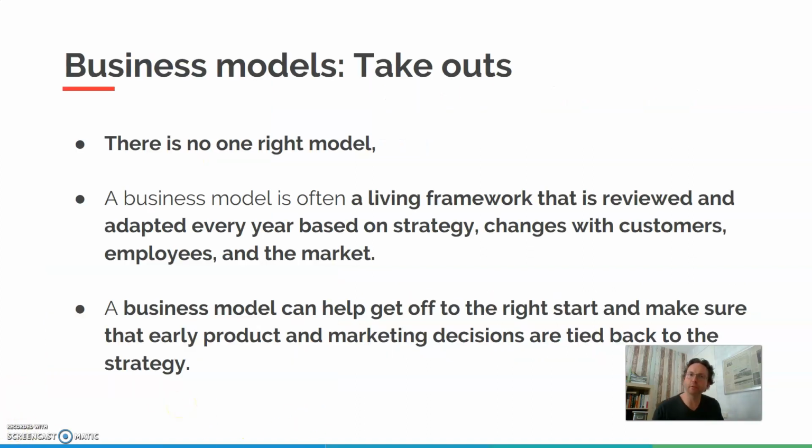As I said in regards to the Business Model Canvas of Osterwalder, the Lean Canvas also has the same kind of takeaways. There's no right model. It's a design process. It's based on assumptions. A Lean Canvas is often a living framework that is reviewed and adapted every year based on strategy changes with customers, employees, and the market. A Lean Canvas can help you get off to the right start and make sure that early product and marketing decisions are tied back to the strategy.